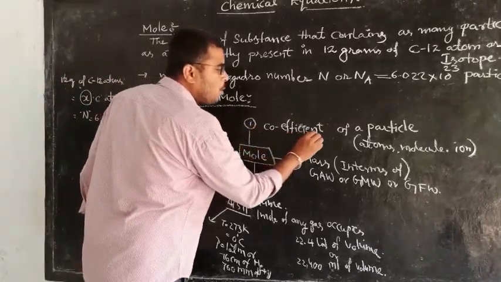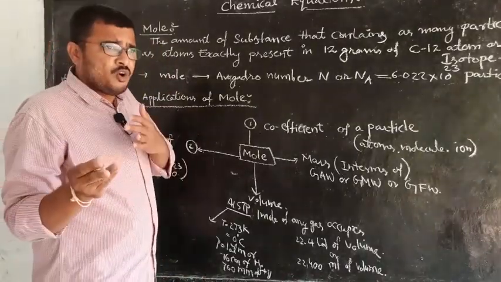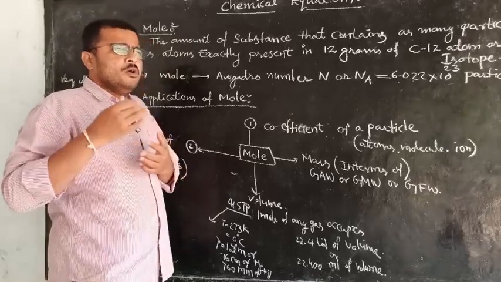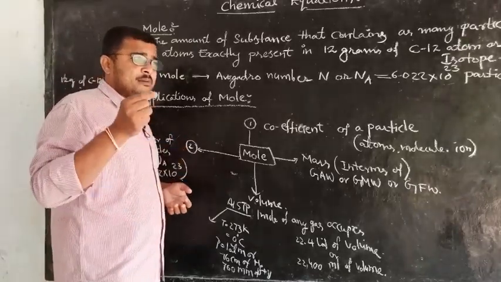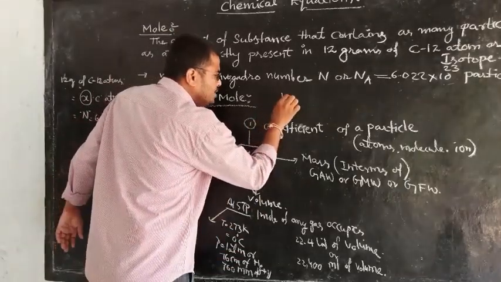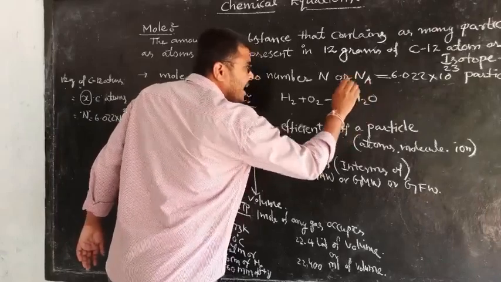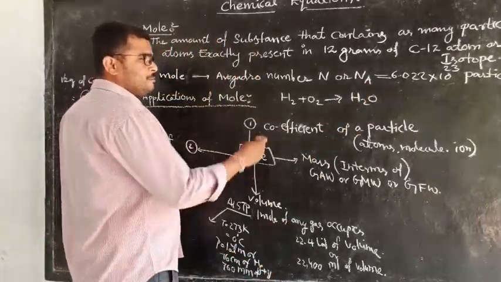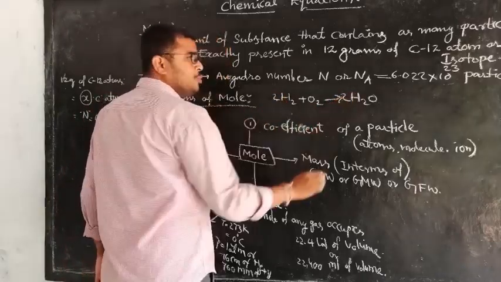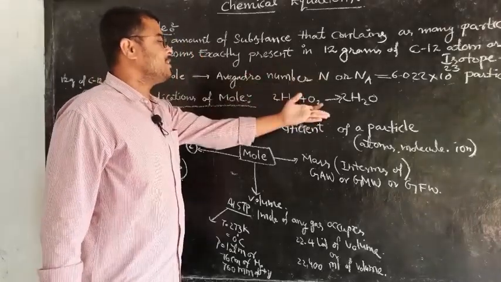First one is the coefficient of a particle. Already you know in mathematics, coefficient means what here? Before the atom, before the molecule, before the ion, we have to write a number. For example, here H2 plus O2 gives rise to H2O. This is the unbalanced chemical equation. I am balancing this equation. 2H2 plus O2 gives rise to 2H2O. This is the stoichiometric chemical equation, meaning the balanced chemical equation.